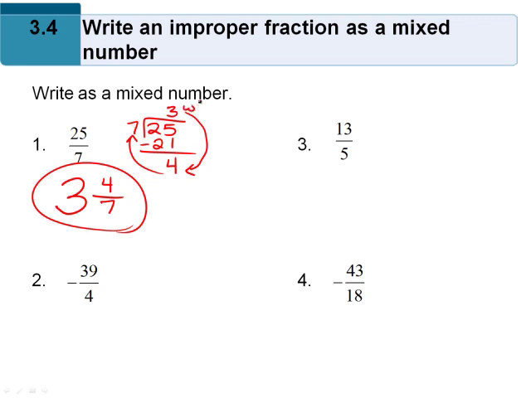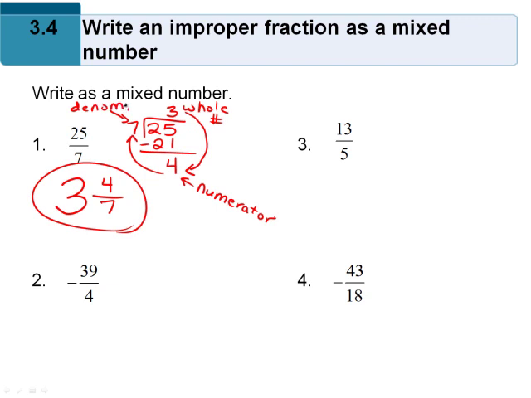So the top number is the whole number. The remainder is your numerator. And the divisor, what you're dividing by, is going to be the denominator. Okay, so you can keep it all straight.